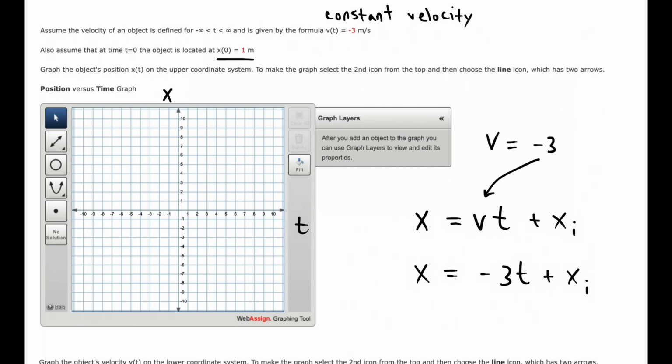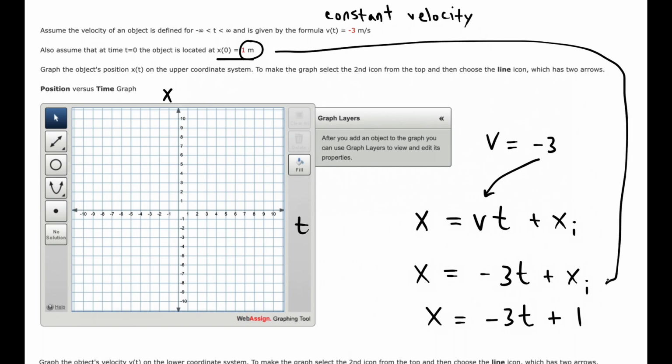which is a little different from a lot of math problems, but that's because it's an application of linear equations, where in science, oftentimes position may be given the variable x. So we want to plug in this initial position into our formula, and then we have something that we can graph. So just put that 1 meter into xi. And that's the graph that we want to make now.